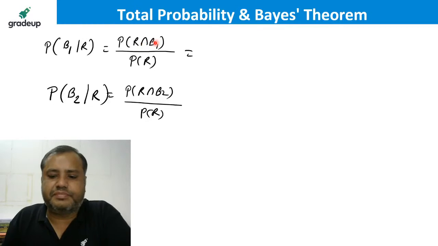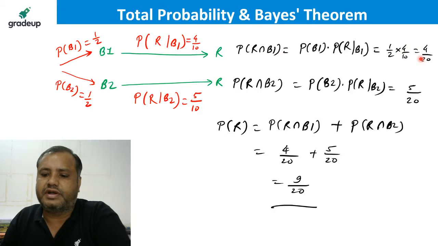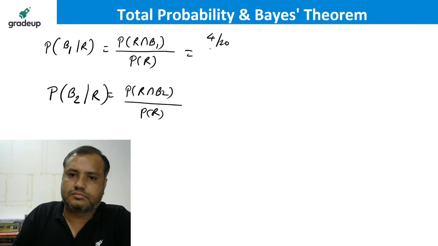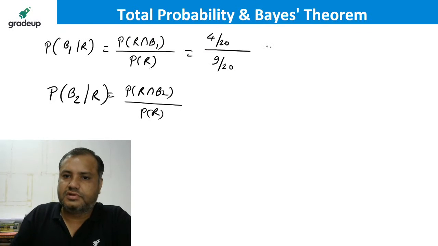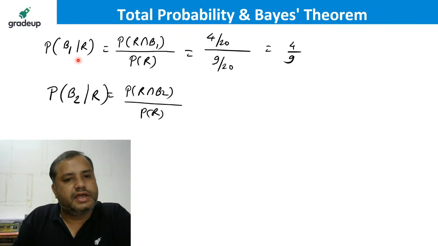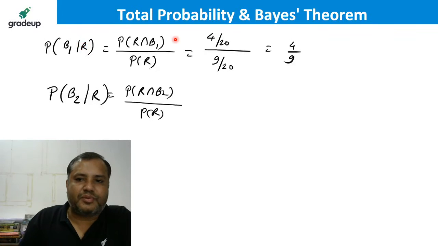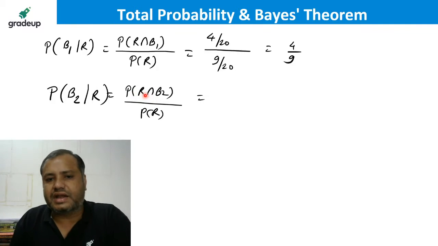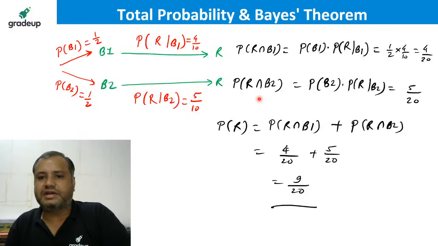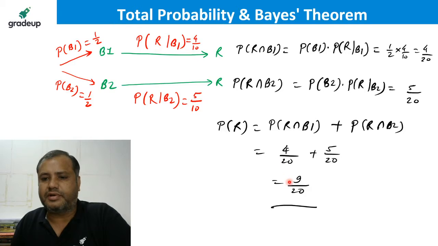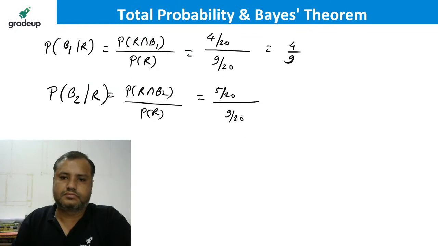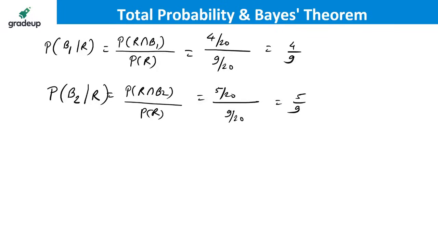So R intersection B1 is already there on the previous frame. R intersection B1 is 4 by 20, and P of R is 9 by 20. So 4 by 9 is the probability that, if the ball obtained is red, it comes from box 1. Now, R intersection B2 is 5 by 20, and the probability for getting a red ball, that is total probability, is 9 by 20. So the answer will be 5 by 9. I hope you have understood this application of Bayes theorem, and how we applied the concept of total probability in Bayes theorem.